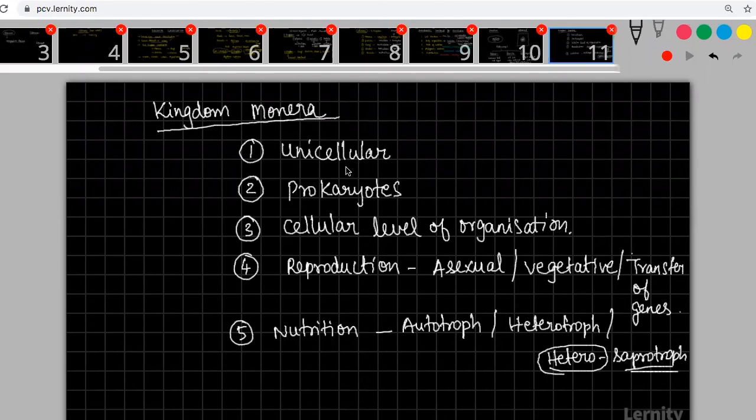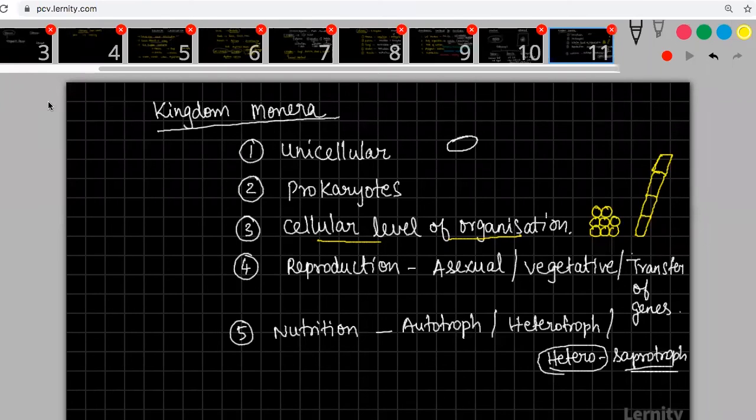So what do I mean by this thing? Whenever I'm saying unicellular, one organism is just one cell. But whenever I'm saying it is a cellular level of organization, sometimes these organisms can be living in colonies, or these organisms can be living in filaments. Even in this case, they will not behave like a tissue, but they will behave like a cell. So that is why we call it as a cellular level of organization.